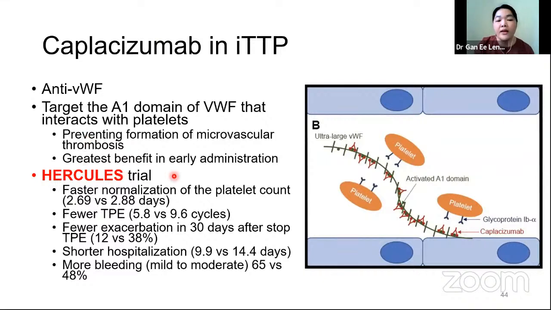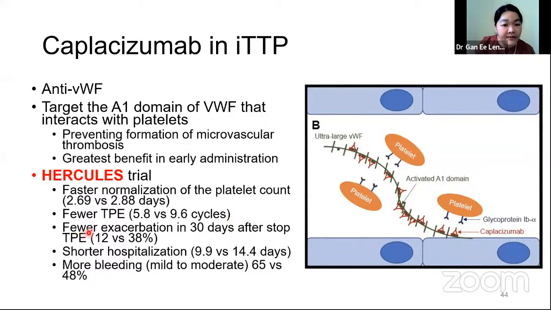It's called the HERCULES trial. The conclusion from the trial shows that with the use of caplacizumab early, we have faster normalization of the platelet counts, meaning patients who receive caplacizumab, the platelet counts become normal in 2.69 days versus 2.88 days in the placebo group. Significantly, patients who receive caplacizumab have fewer therapeutic plasma exchanges, so they only need about 5.8 cycles versus about 9.6 cycles in the patients who receive placebo.